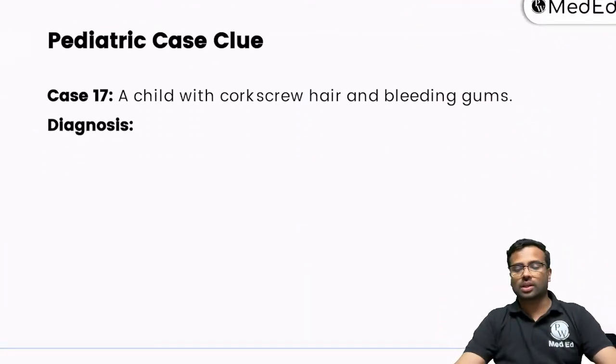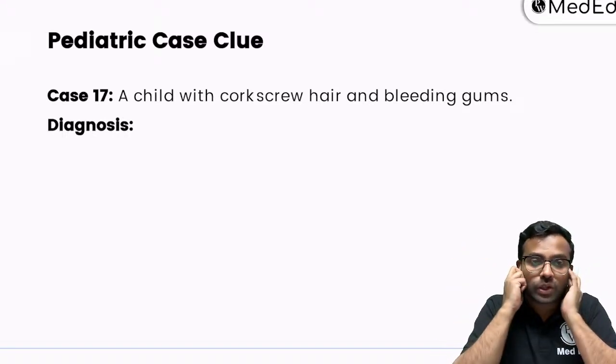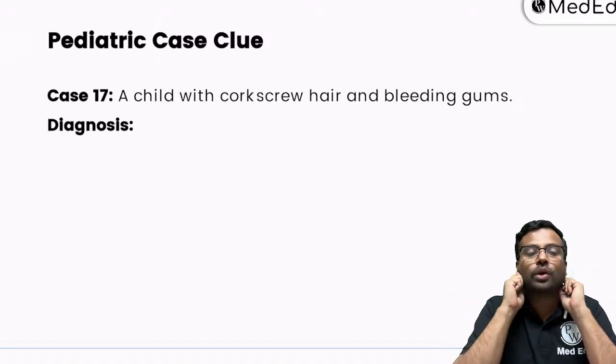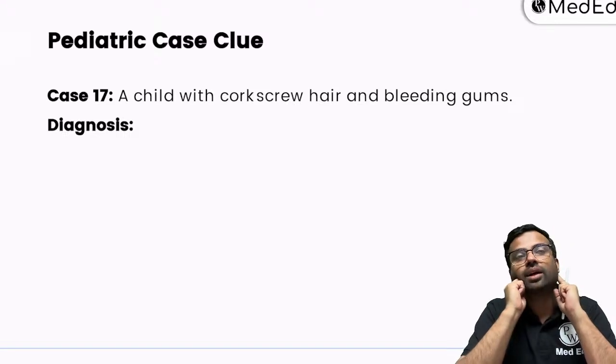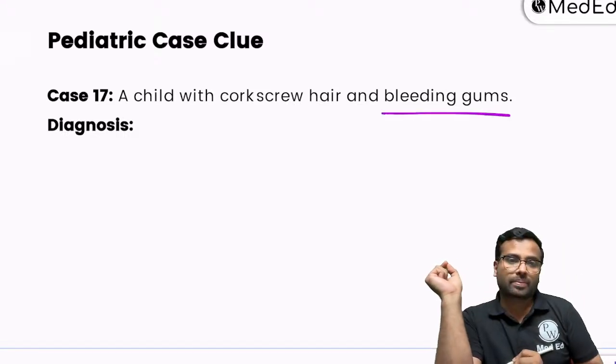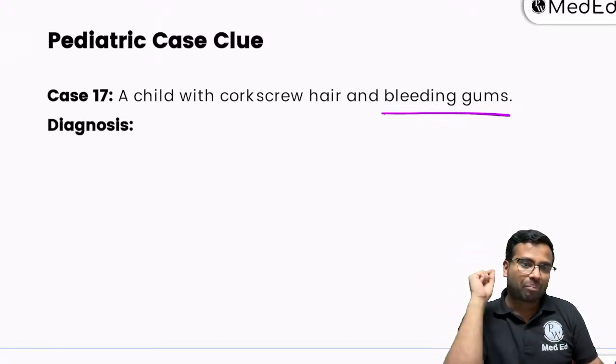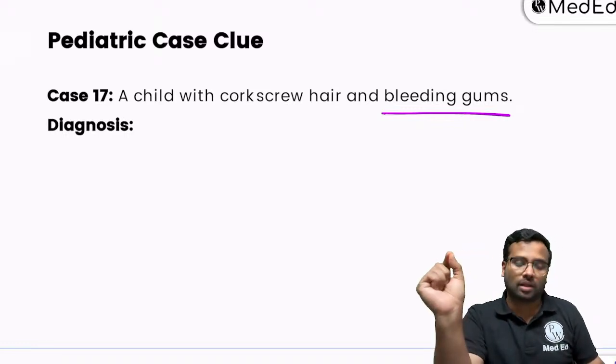So now let's talk about something in children. We have been talking about a lot of adults today. Now let's talk about something in children. What do you suspect if a child comes to you with corkscrew hair and bleeding gums? Now it's very, very important to have this clarity. The child is coming with bleeding gums.